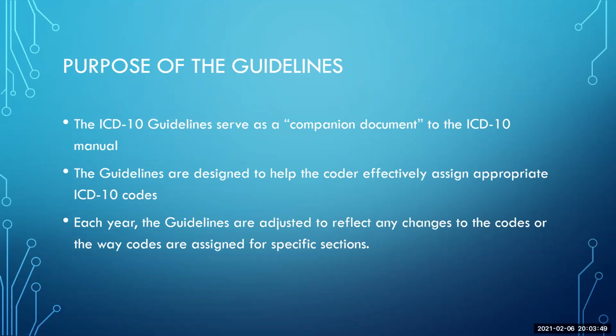Okay, so just to establish what the ICD-10 guidelines are, they are a companion document to the manual. I think a lot of people look at the guidelines as kind of arbitrary rules that we have to follow, but they're really more of a map of how to use the actual codes themselves. They're designed to help you effectively and quickly assign the appropriate codes. They change every year to reflect changes to the codes or the way codes are assigned. And I bet you can imagine this year they did change quite a bit because of the advent of COVID. So there are new guidelines each year, but for the most part, the structure stays the same.